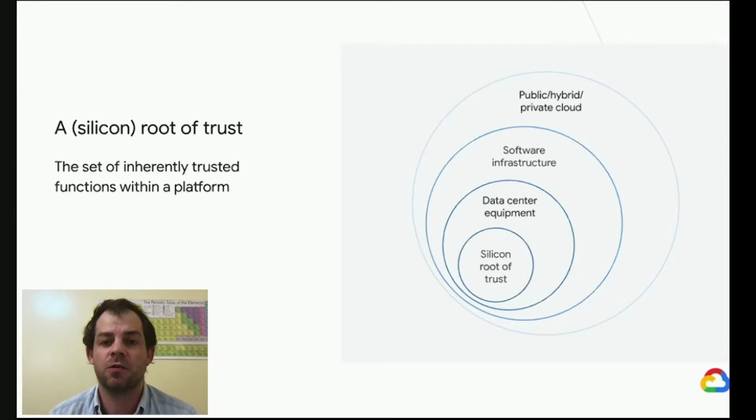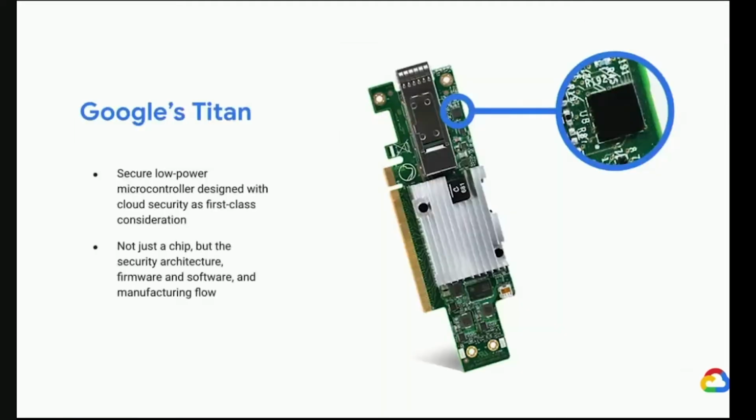So when I say root of trust, what I really mean by that, because it can be a kind of squishy concept, is the set of inherently trusted functions within a platform. And preferably, we want to root that all the way down in silicon, in a chip, in an IC. So at Google today, in our data centers, we use this Titan silicon as our root of trust. Now, this is an in-house proprietary piece of silicon, and when we say Titan class security, we don't just mean the chip. We actually mean all of the security design principles that go into that. We mean the firmware. We mean the provisioning flow. We mean everything that really surrounds the device.